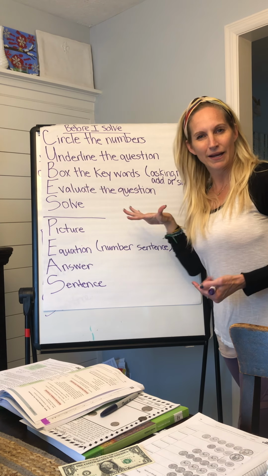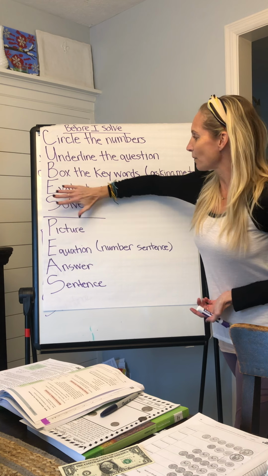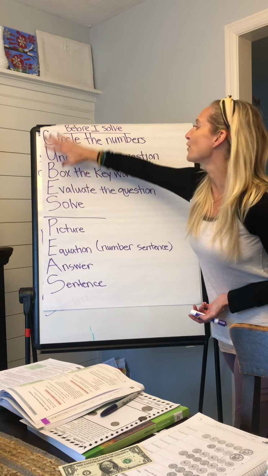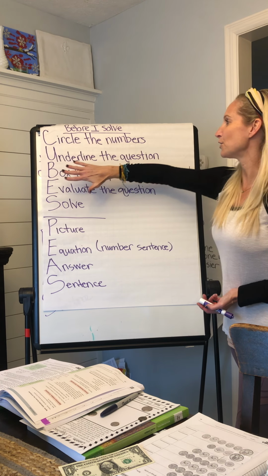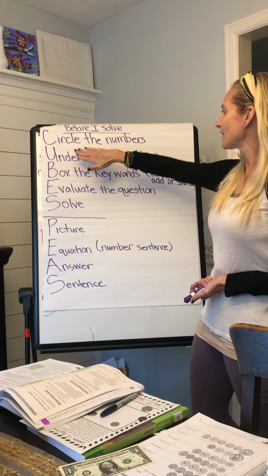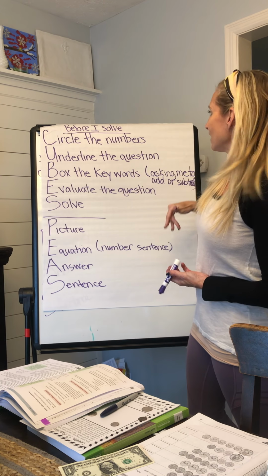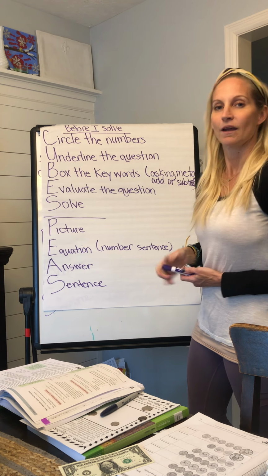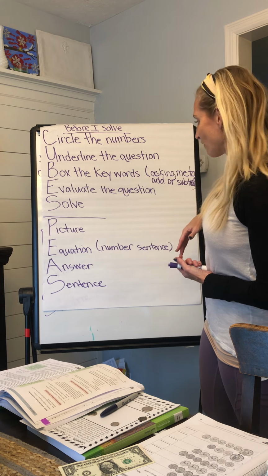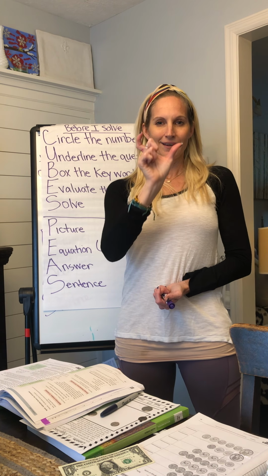We don't worry quite as much about the E and the S, right? That's kind of evaluating, making us think about what we're going to do to solve it, and then we actually solve the problem. But really the C, the U, and the B are the really important part for us for CUBES. So we circle the numbers, we underline the question, and we box our keywords. We always do that for any word problem. Always, right? Got it.